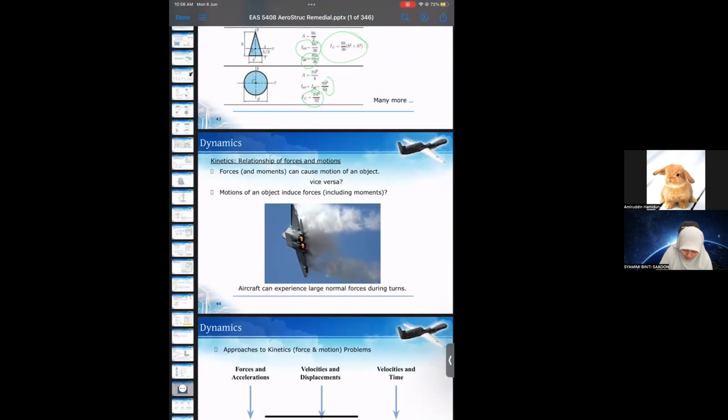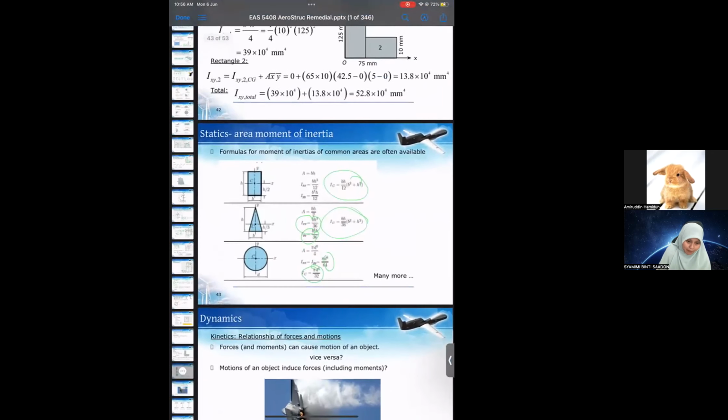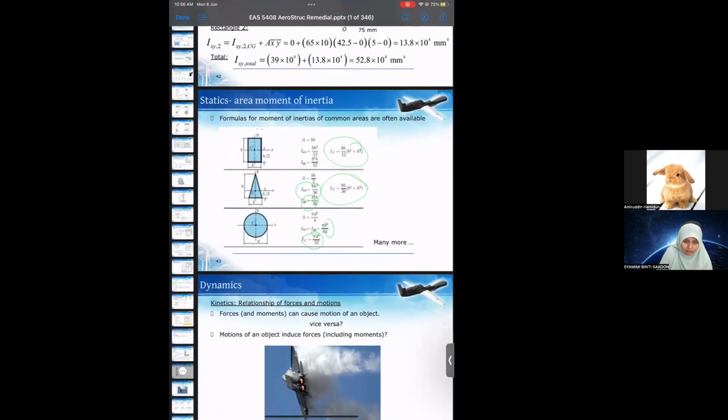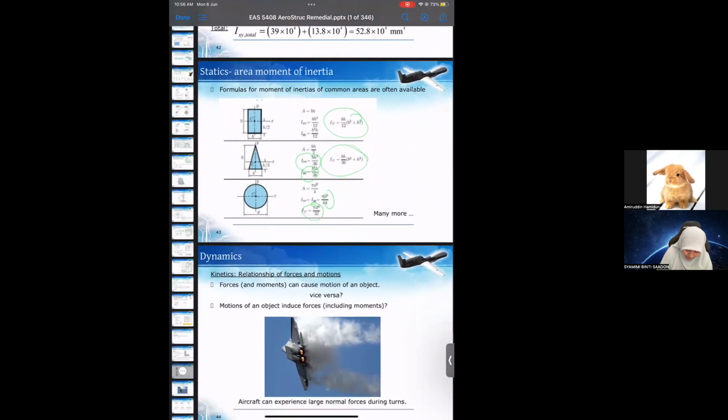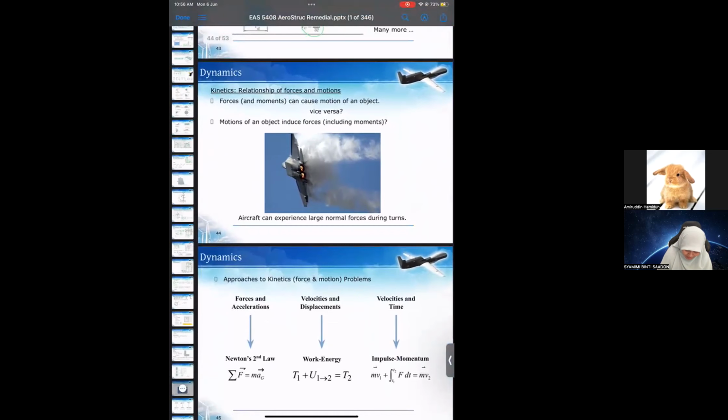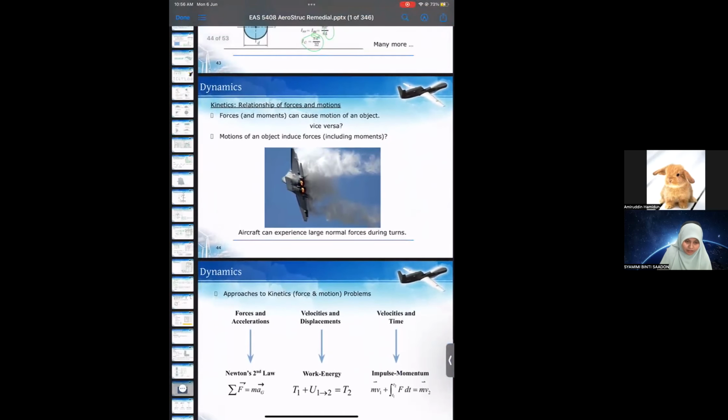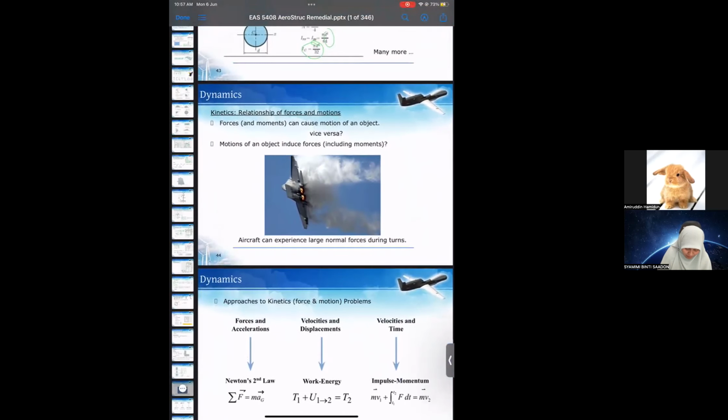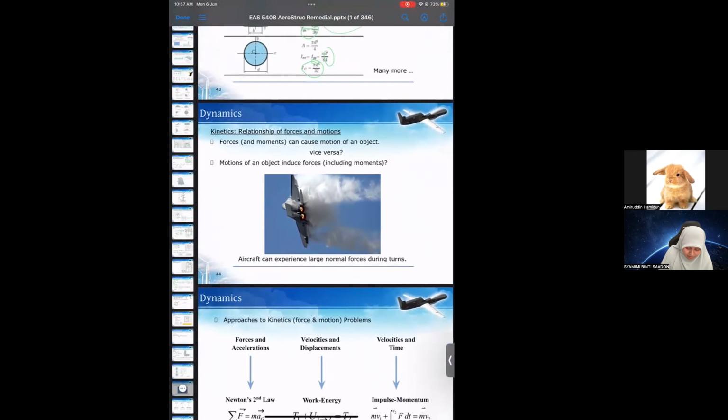Force and moment relation. Now we have finished the static part. The static part was a bit longer. I hope we understand how to calculate force and moment of inertia. Now dynamics, which is just a small part. First, kinetics.